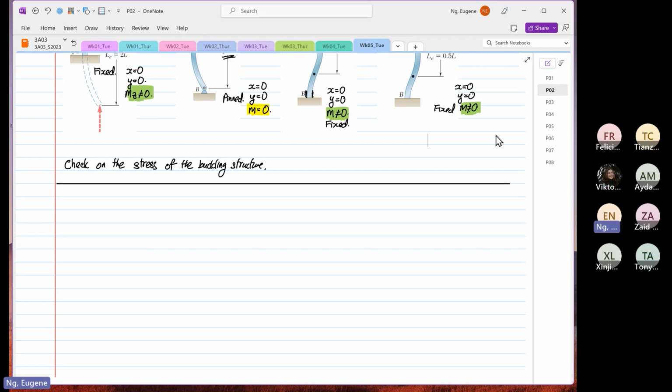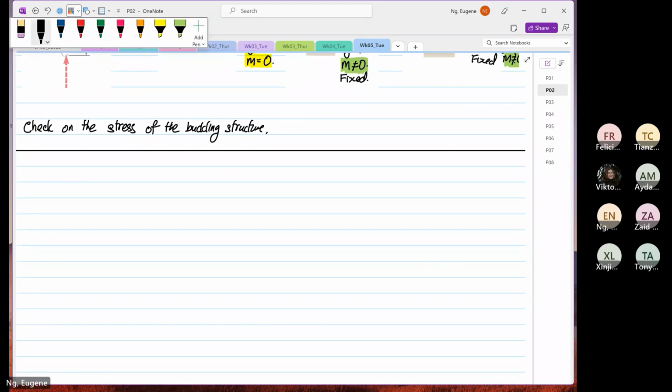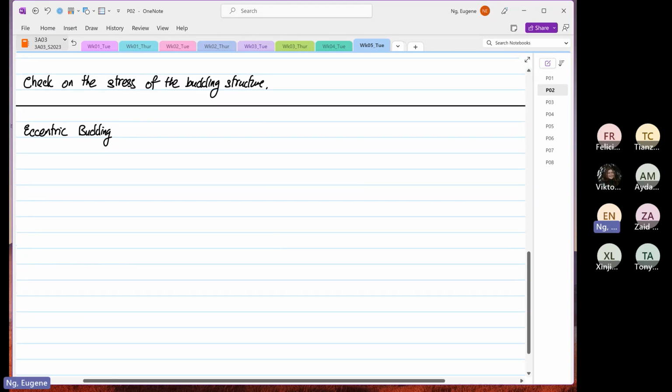Sounds good. Okay. So today the class will go probably a bit longer, but not necessarily longer. Let's look at eccentric buckling analysis. So for eccentric buckling, there are 2 formulas that are critical.